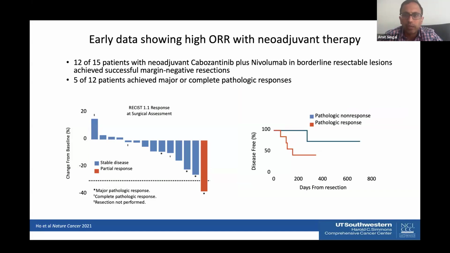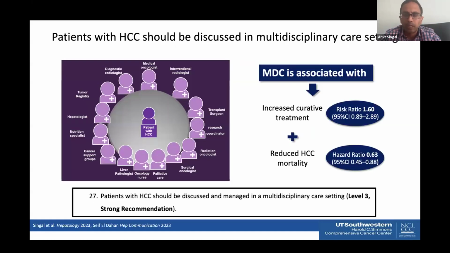And there have been early data in HCC showing high objective responses, major pathologic responses in a large proportion of patients, including patients with resectable disease and patients even with borderline resectable disease. I think we do need to see larger trials. We need to see if this translates into benefits with recurrence-free survival. But I think the early data are promising, at least in terms of how neoadjuvant therapy may be beneficial.